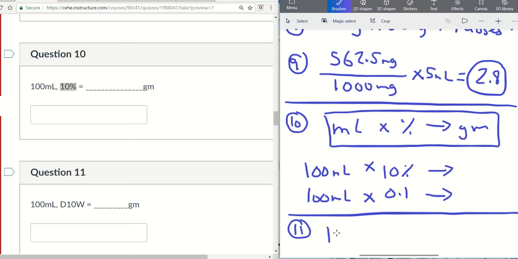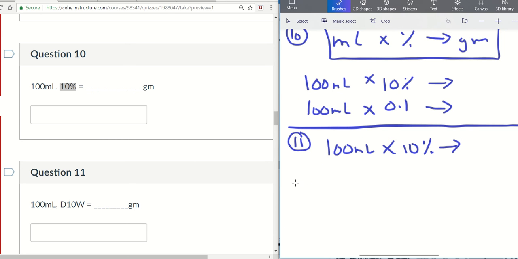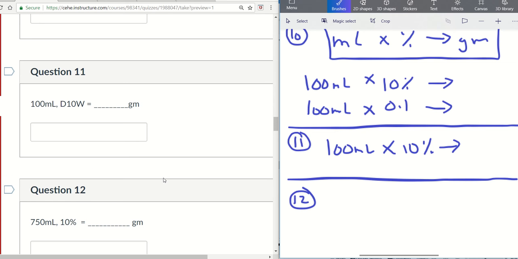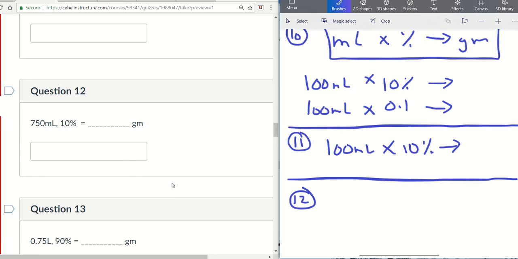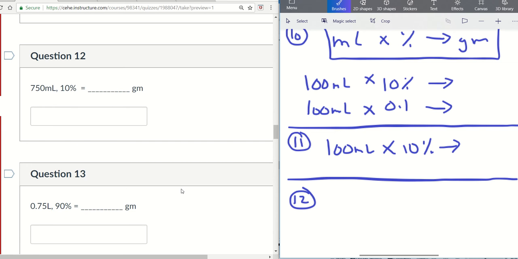11, what's our volume? What's our percentage? 10. D10, yeah, that's 10%. So what would your answer be for 11? All right, so 100 mLs, same. Punch it in. 10 and 11 was 100 mLs. Makes it easy. Percent is per 100. 12 and 13, now we're not using exactly 100 mLs. So for 12, it's 750 mLs times 10%, 0.1.